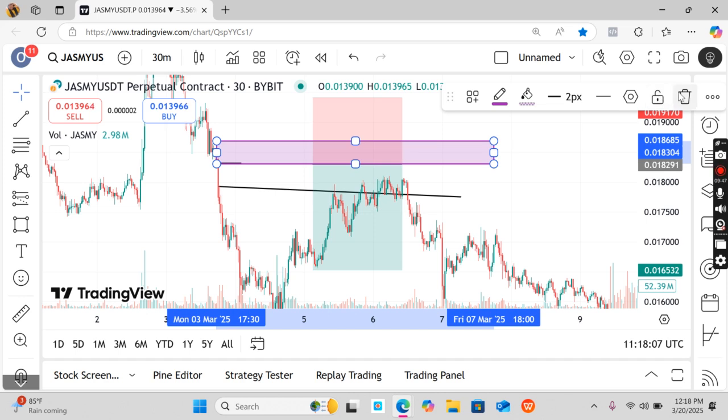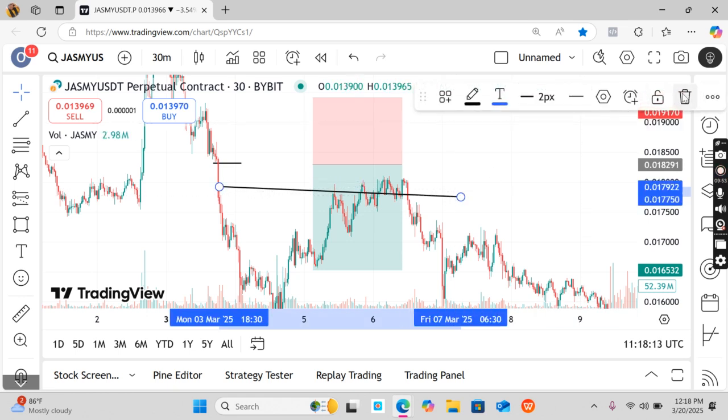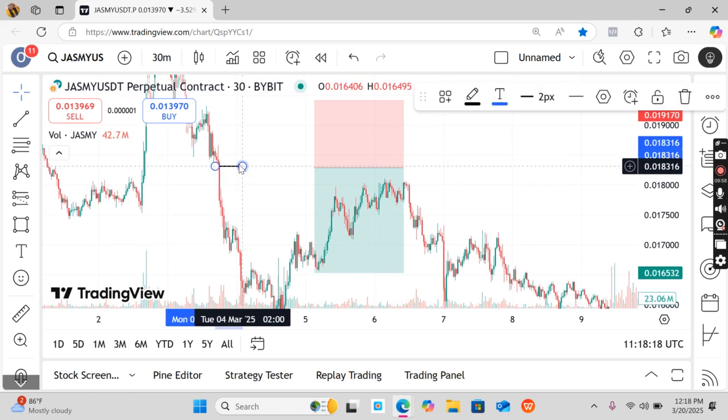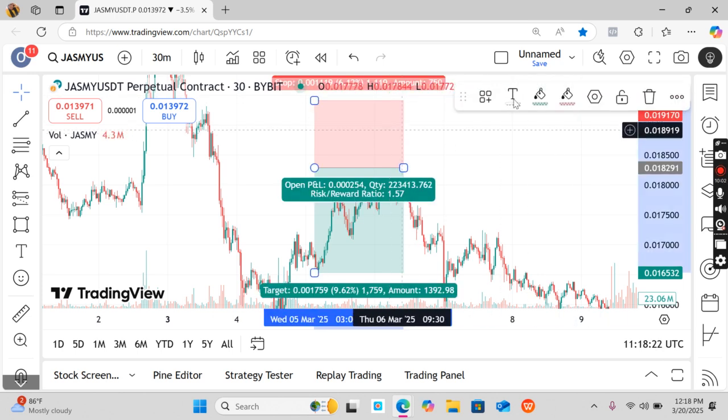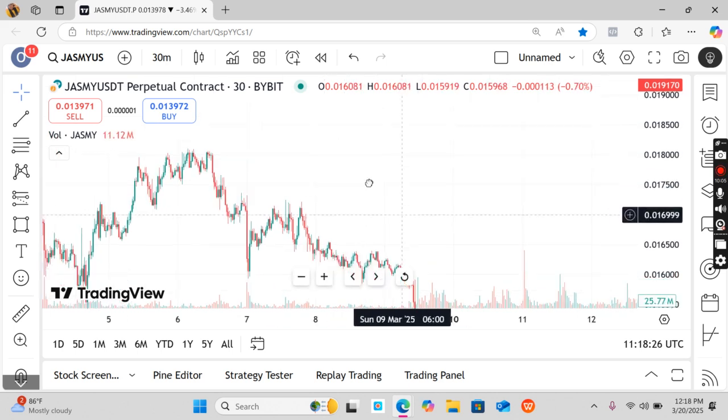So let me look for another example and show you how to trade imbalances. So when you see an imbalance, what do you do? First of all, you identify the trend. Is it an upward or downward trend? If it's an upward trend, you take a long position. If it's a downward trend, you take a short position.